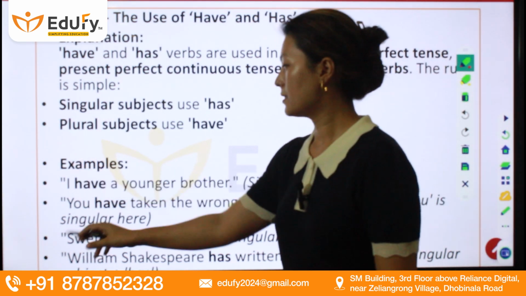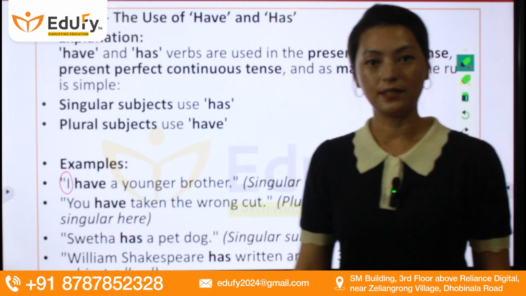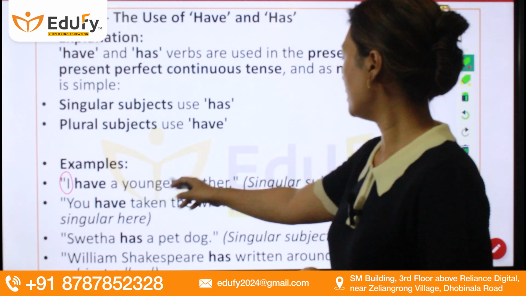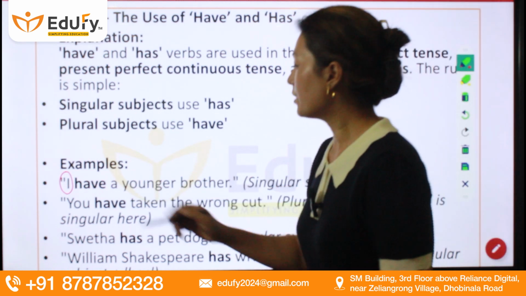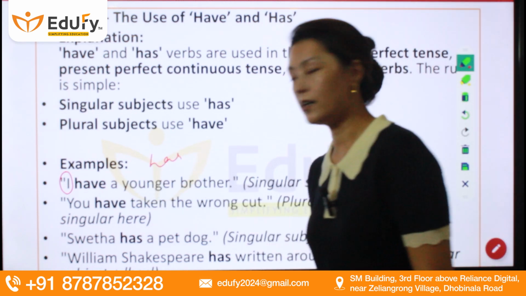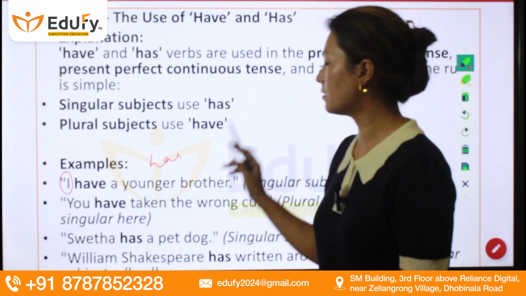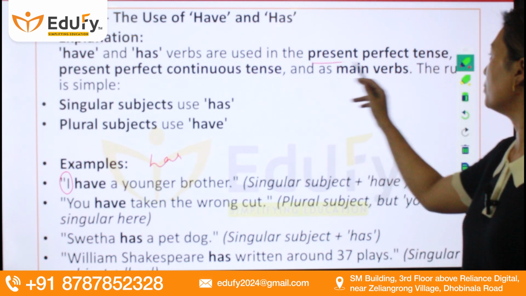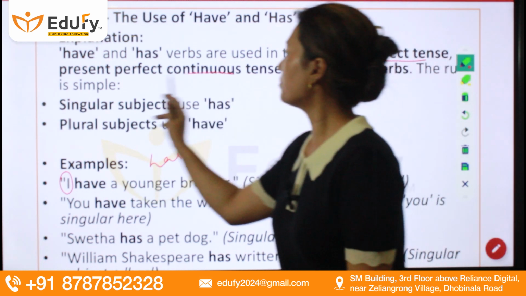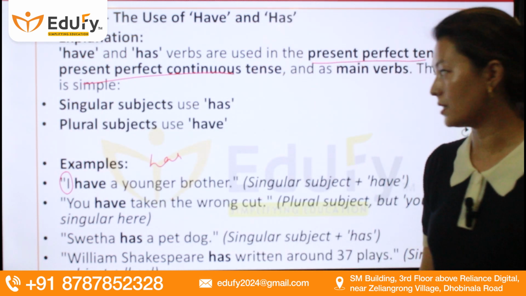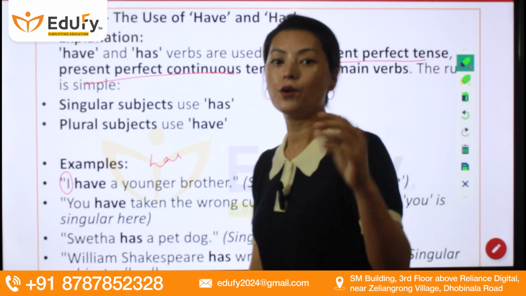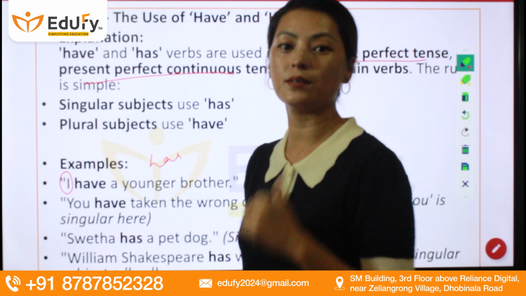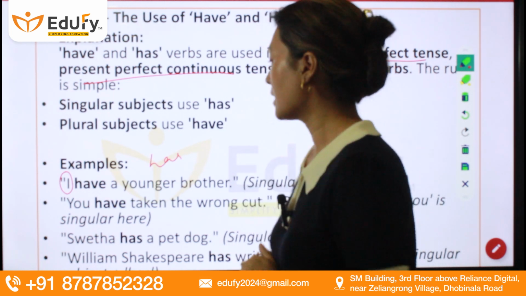So, for example, I have used I as the subject. So, I is singular, right? So, I have a younger brother. Is this correct? You cannot write I has a younger brother here. Now there is a reason why that happens, okay? When we have has or have, the verbs are used in the present perfect tense and present perfect continuous tense. Whenever you have has or have, always consider the sentence to be in a present form.